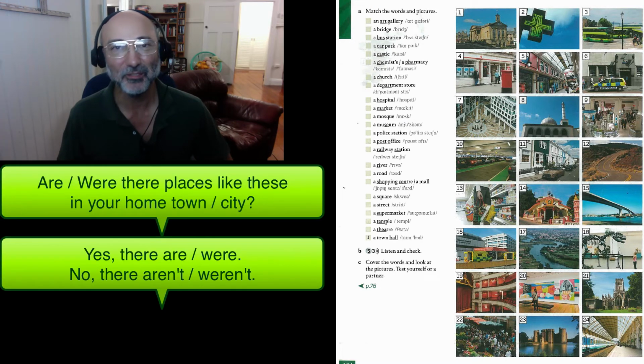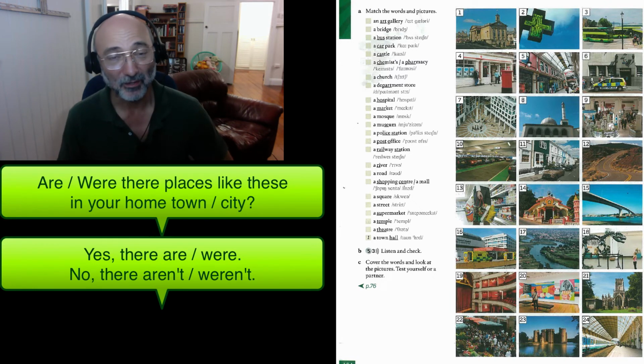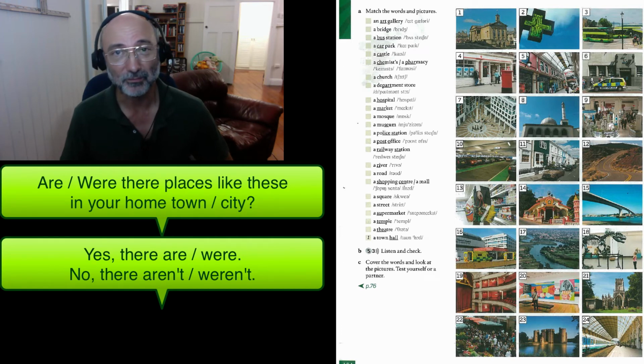Now look at these pictures and compare them to your hometown, your home city, where you grew up. Are there places like this in your hometown? Or if you need to talk about the past, were there places like this in your hometown? Yes, there are. Or yes, there were. No, there aren't. Or no, there weren't. Try these questions and answers with a partner. Stop the video for a few minutes to practice and then restart when you are ready.